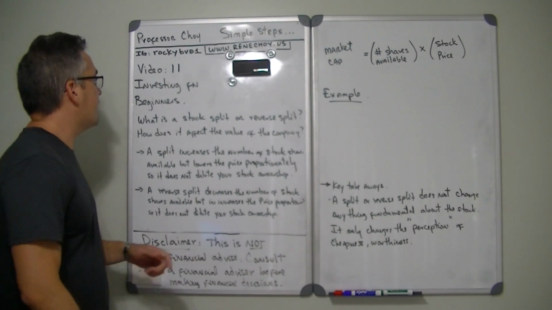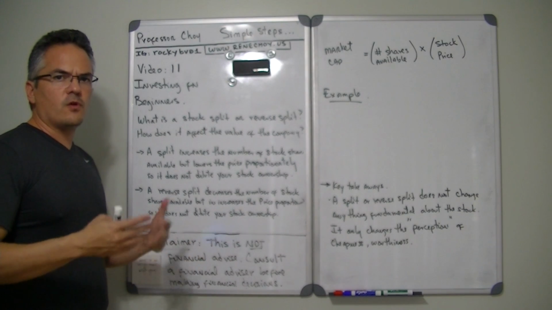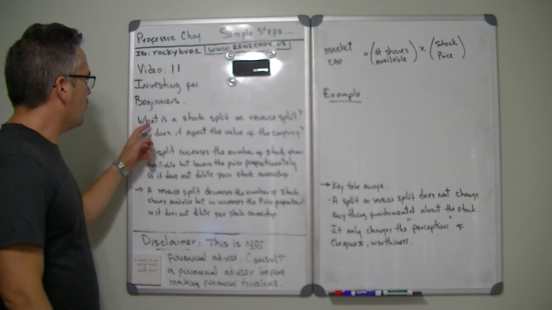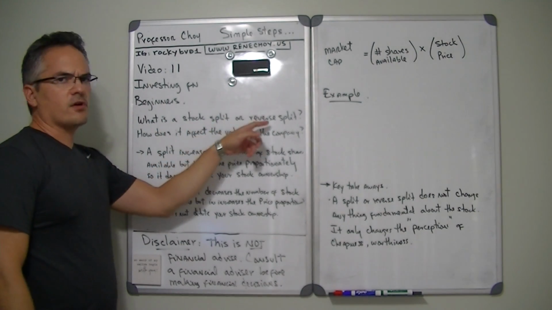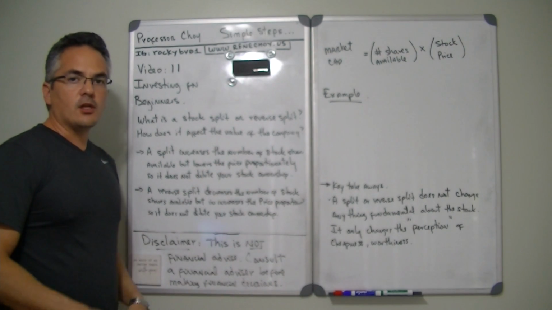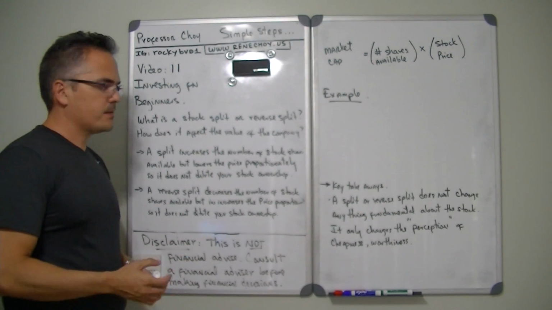Today we're going to have another conversation about investing for beginners, and this is another answer to a question from a student. So the question from the student was, what is a stock split or a reverse split, and how does it affect the value of the company? In other words, is it diluting the amount of stock that I have or something of that sort?